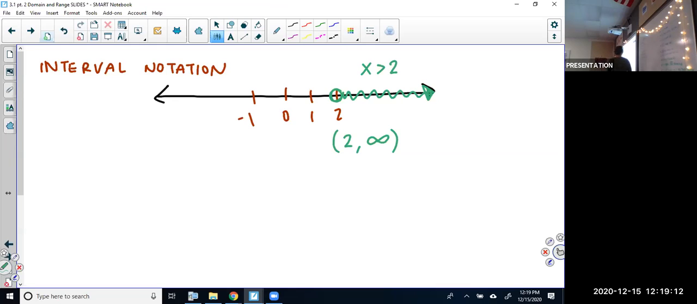Let me show you another one. What if I have this segment, a closed circle at -1 all the way to 1 with an open circle? If I wanted to write that in interval notation, I have a closed circle. The way we show a closed circle in interval notation is with a square bracket. That means it's a closed circle. So closed circle -1, comma 1. What do you think? How do I close it? With a parenthesis, with an open circle.